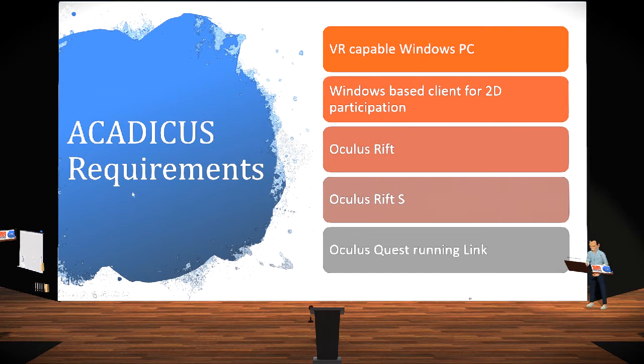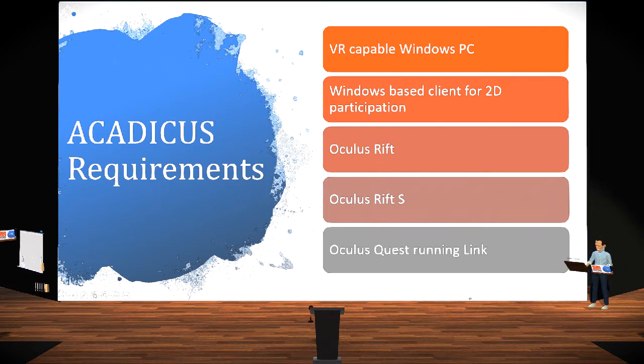And so what do you need in order to run Acadicus? Well, it runs on a VR-capable Windows PC. There is a Windows-based client for 2D participation so that users who don't have headsets can still go into Acadicus, still get to the materials and take the training. But the real power, of course, is when you have a headset and you can actually live within the simulation that you're taking part in.